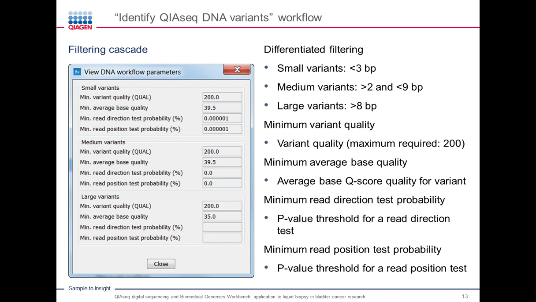And then we have a very important differential filtering cascade in the workflow, which is targeted to filter differentially different types of variants based on their size. And this is obviously meant to improve the precision of your results.